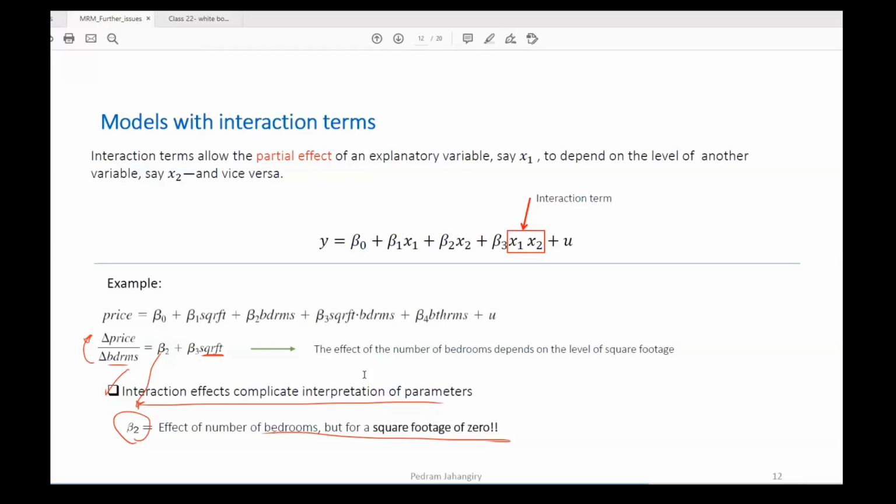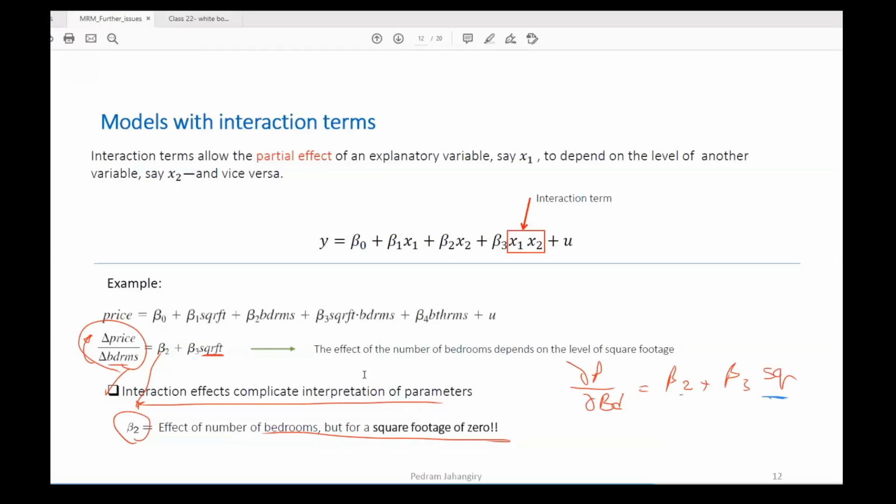So do you think that this is a good interpretation? Usually we don't care about beta 2 alone. I care about the marginal effect of bedroom on price. So for instance, I want to see what's the marginal effect of bedroom on price, BD. I know that it's equal to beta 2 plus beta 3 square feet, right? And usually, instead of 0 for square feet, because if I plug 0, I get beta 2.